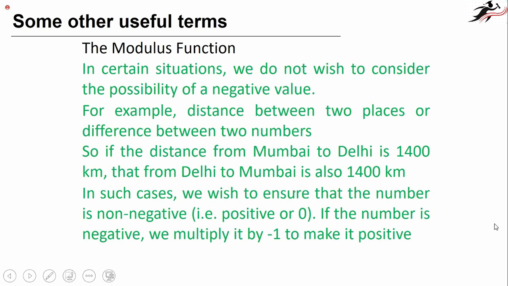So in such cases, we wish to ensure that the number is non-negative because my distance should never be negative. Mumbai-Delhi is also plus 1400. Delhi-Mumbai is also plus 1400. Right?